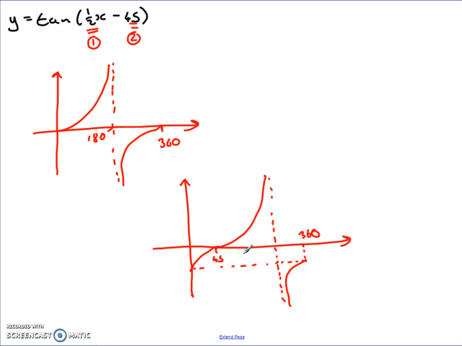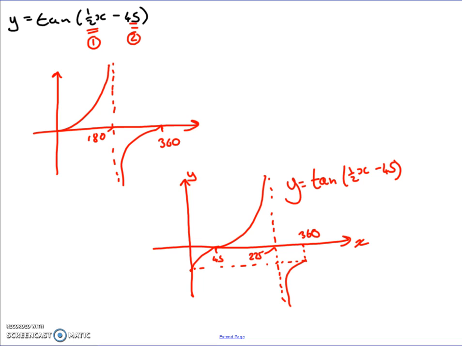And again, we can mark on the key bits of info. Well, we know where it cuts there. We could also mark on this as 180 going up 45 degrees to 225. Then label it. Make sure you give it a name. You can't get away with not doing that. So make sure you say, right, so y was tan of a half x minus 45. We've got our final drawing, we've told them what it is.